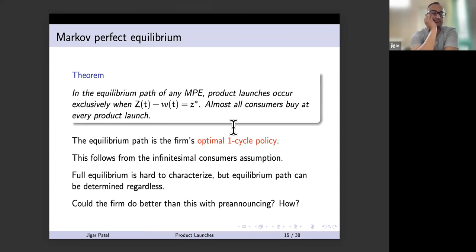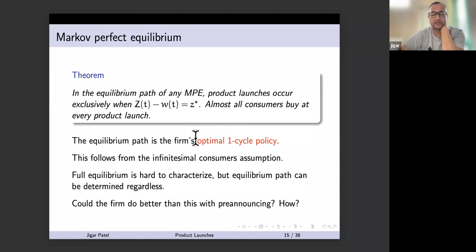We said, look, if the firm was launching products on the go without giving any information in the market about their launch strategy, this is what would happen. Consumers will optimize their own utility based on their choices, and in this game between firm and the consumers, the firm will launch a product every time they have Z star innovation accumulated with them. So now the question is, can we do better?